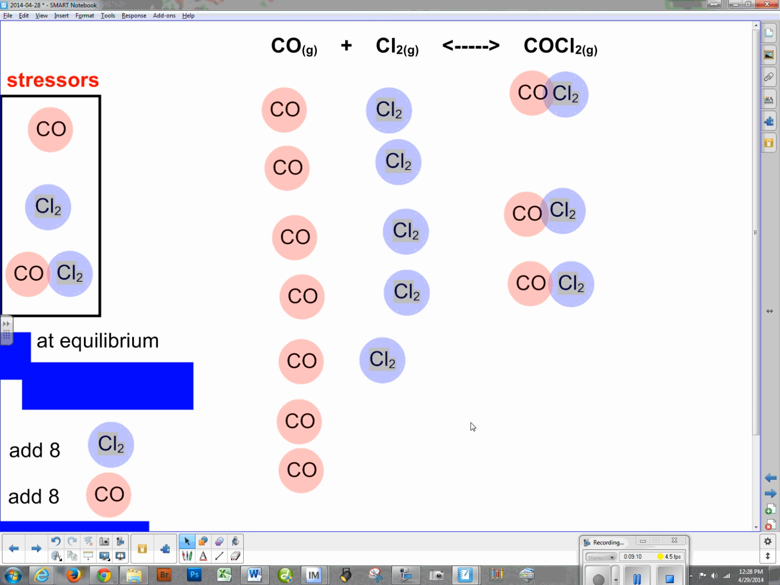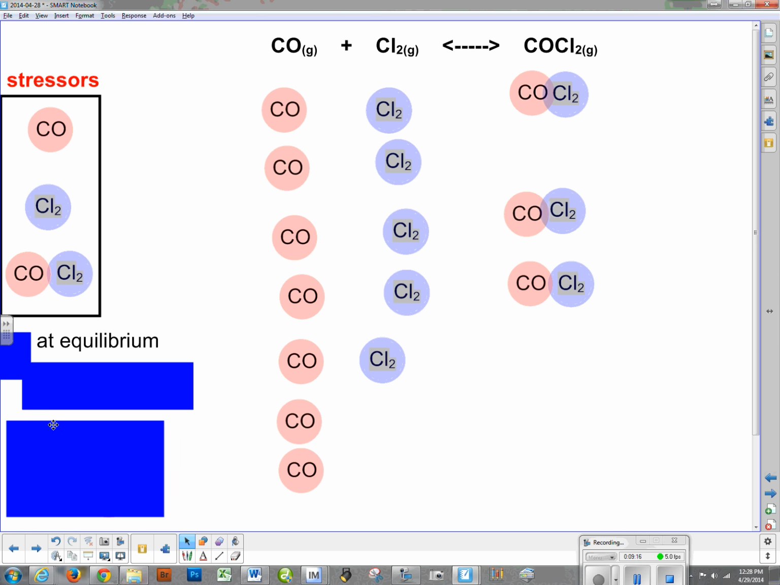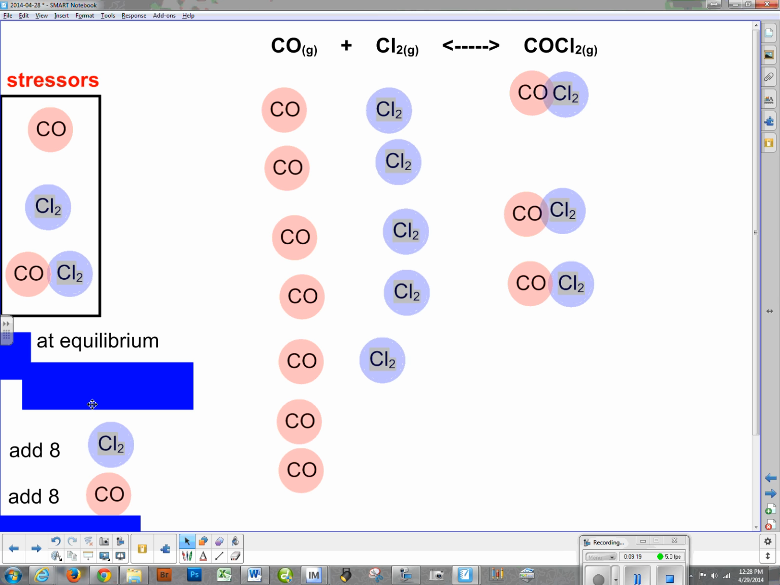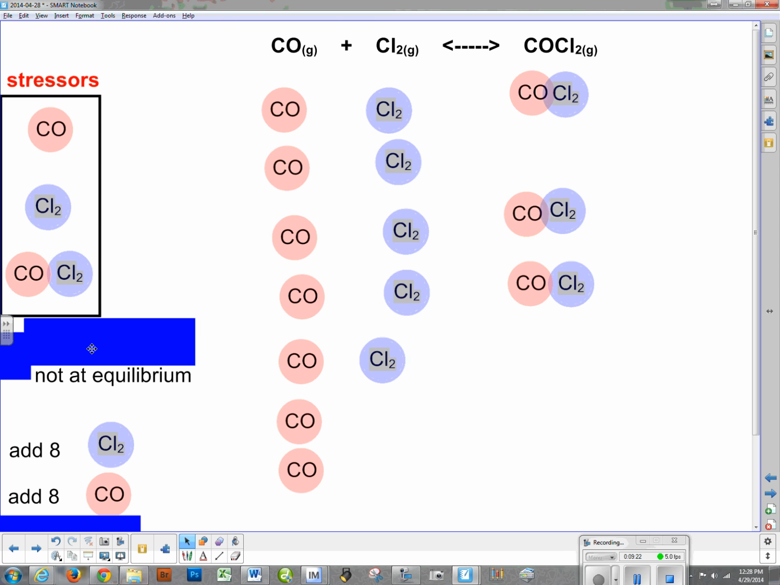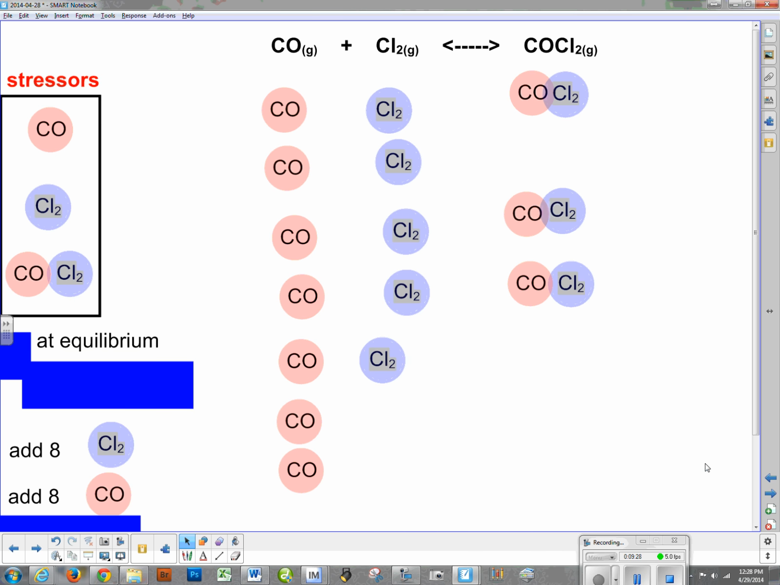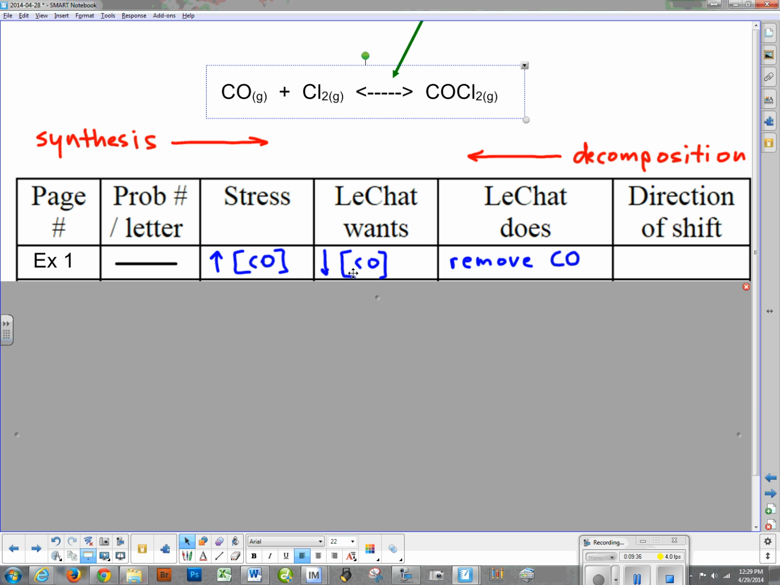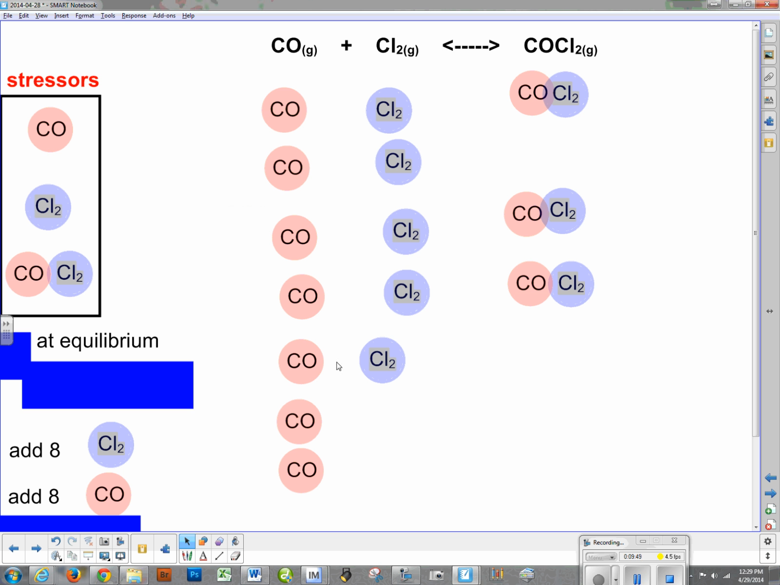So Le Chatelier did his thing, and we did our thing. We added the things. We became these stressors when we added a couple more over here, and that made us not at equilibrium. And then when Le Chatelier did his thing, he brought us back to a whole new equilibrium. It wasn't what we started with, but it is good. And Le Chatelier has done as much as he can do. And how did he do that? He removed the carbon monoxide, but notice when he did that, he not only removed carbon monoxide, but he also removed a chlorine.